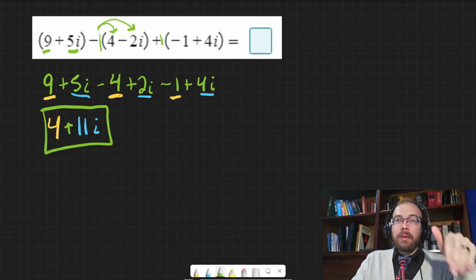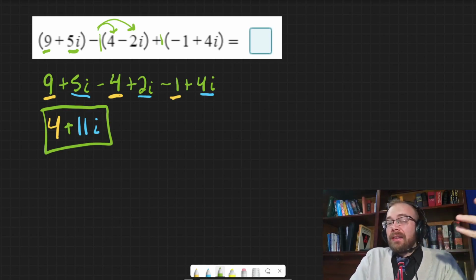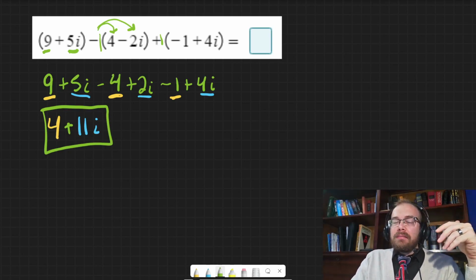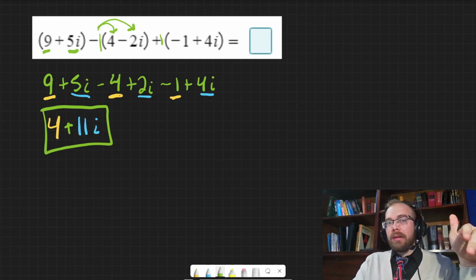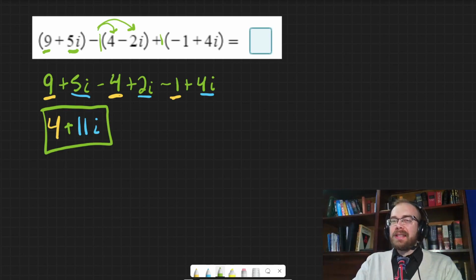There's nothing you can do with the i. You can write it as the square root of negative 1, but that's just what i is. It would be like replacing a pi symbol with 3.1415 blah blah blah. They're the same thing. So it's not any more simplified to write it in a different form. So that's it. That's the answer. 4 plus 11i. All right, hope that's been helpful.